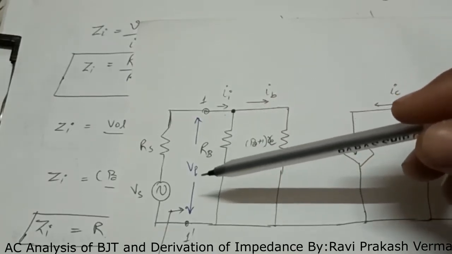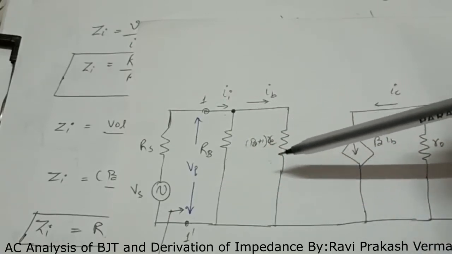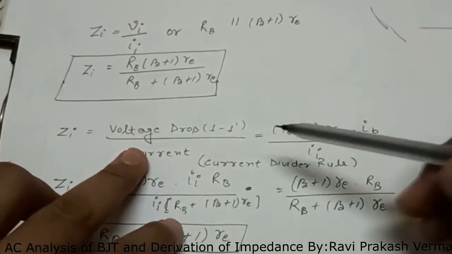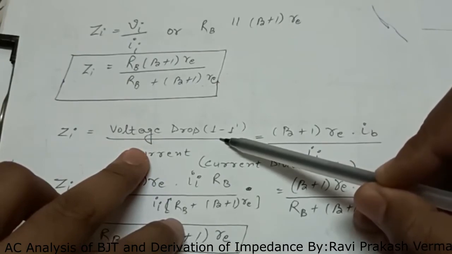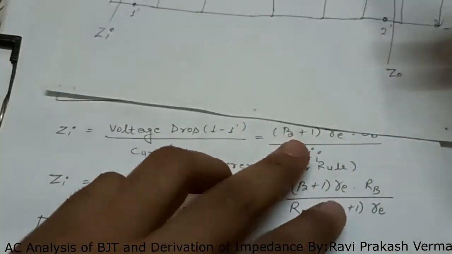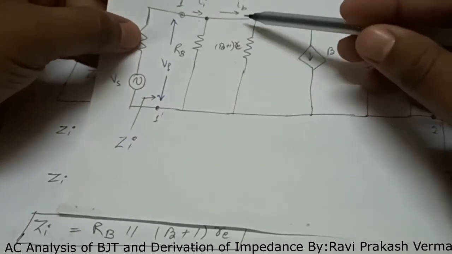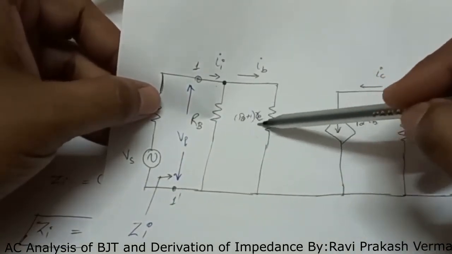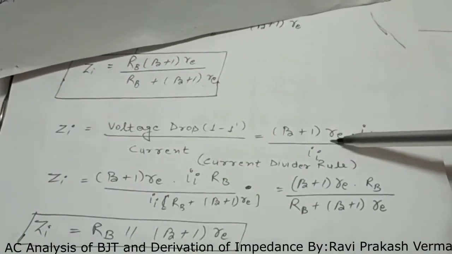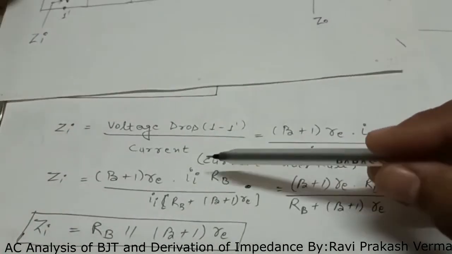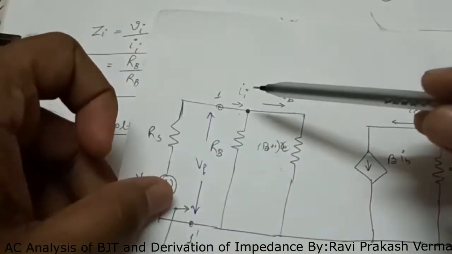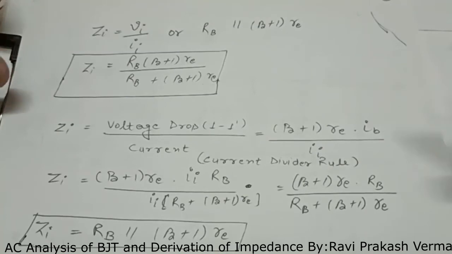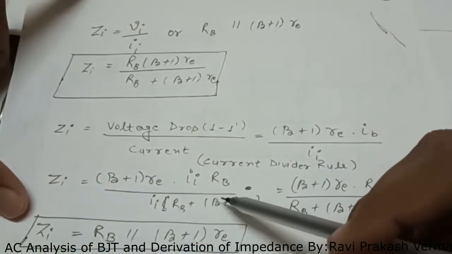We know that the voltage Vi is equal to the potential drop across this resistance. So we can directly write this voltage drop, V is equal to I into R. The current across this resistance is Ib, and the resistance is given as that. So we can directly write (beta plus 1) Re into Ib upon total current. The total current is Ii, as shown in this figure. So by putting these values we will find this.